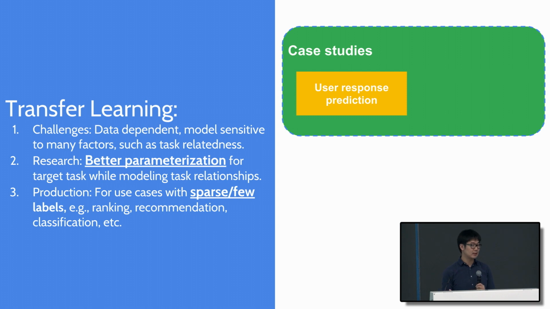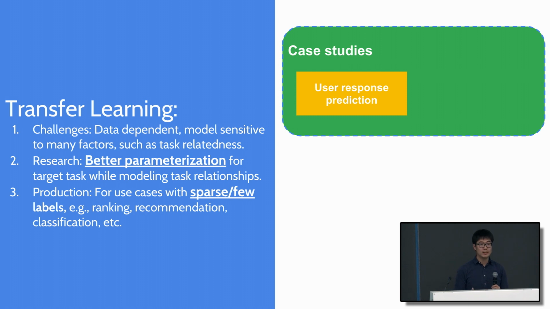And the research here, because the difference between transfer learning and multitask learning is that here we only care about the target task. Some of the research we've been working on is how to figure out a better parameterization of the model parameters, so that it not only models the task relations from source to target, it also makes best use of it for the target task.